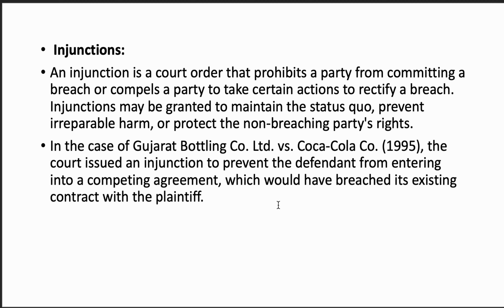Next, moving on, we have injunctions. An injunction is nothing but a court order that prohibits a party from committing a particular breach. So, for example, if one party is trying to breach the contract and the other party gets to know about it, he can bring an injunction. He can go to the court of law and ask for an injunction, saying that this party cannot breach the contract. So, this basically compels a party to take certain actions to rectify a breach.